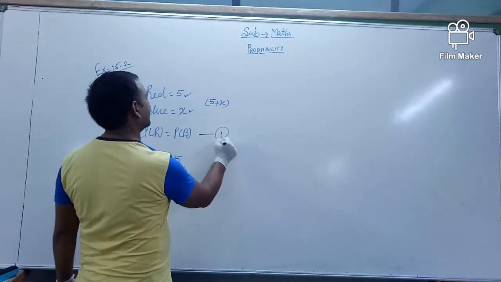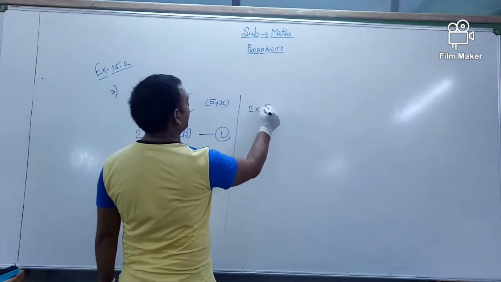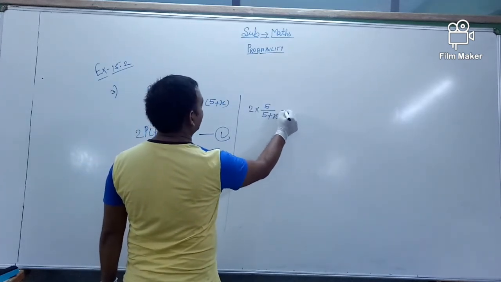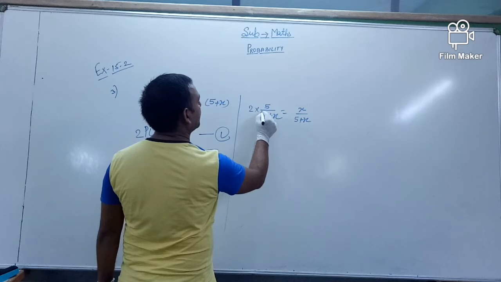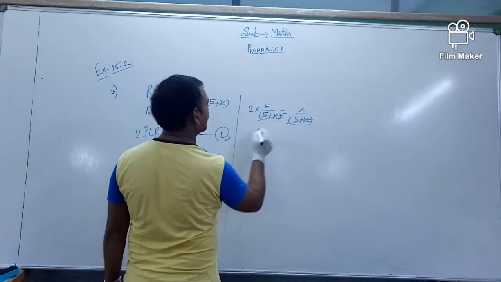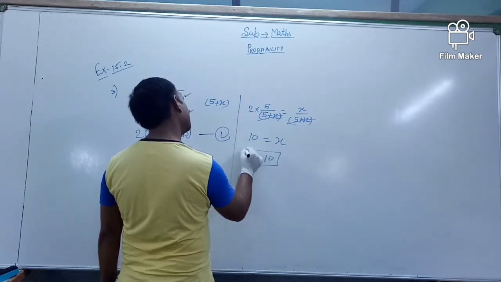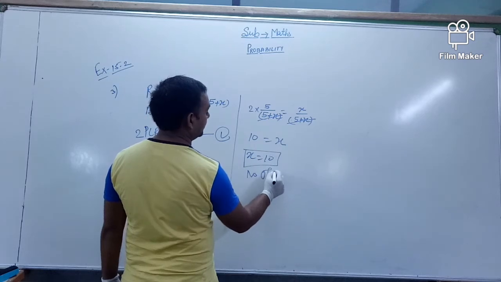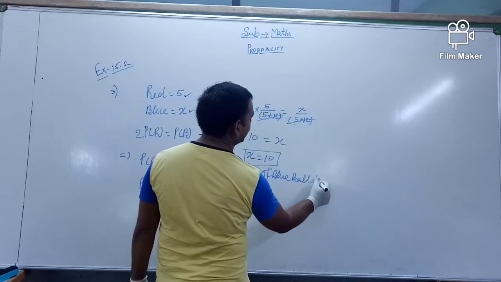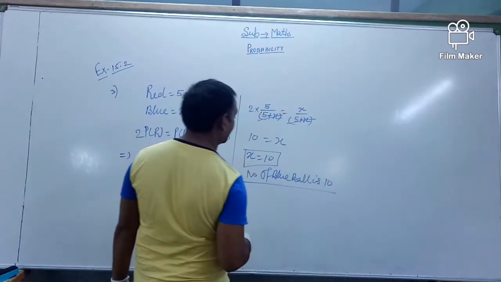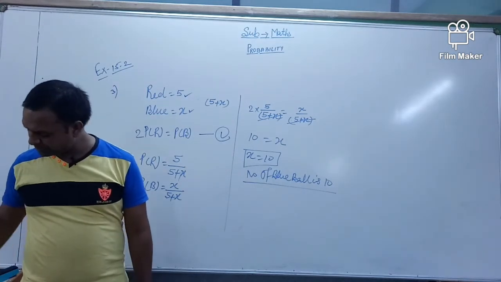So according to the equation, probability of R, 5 upon 5 plus x, is equal to x upon 5 plus x. Here 5 plus x is cancelled by 5 plus x, so 2 fives are 10, that is equal to x, so x is equal to 10. It means the number of blue balls is 10. Okay, so I think all of you understand how we can find the number of blue balls.